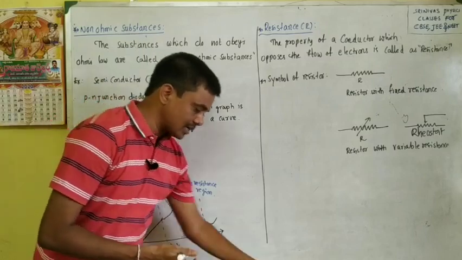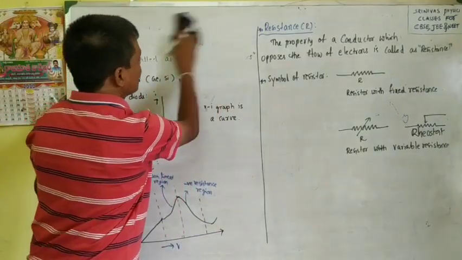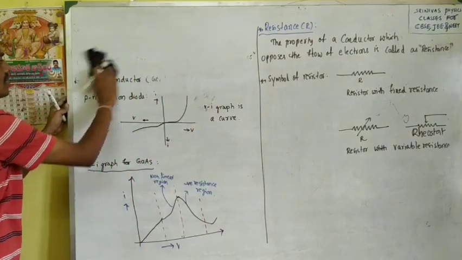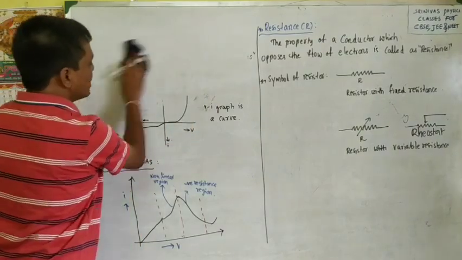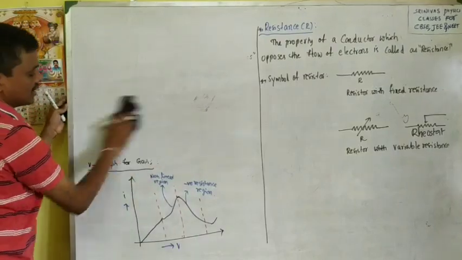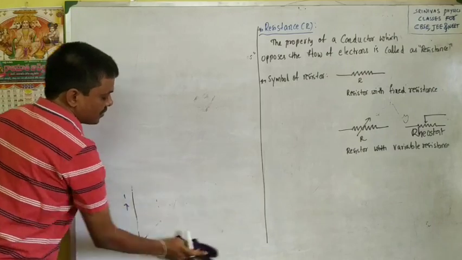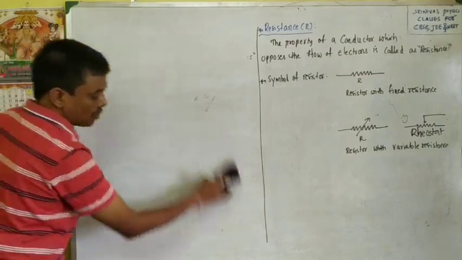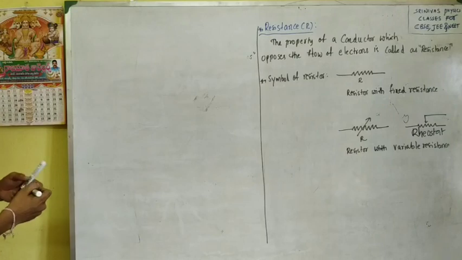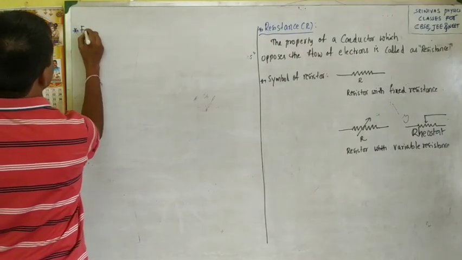And on what factors does this resistance depend? This is a 10th class syllabus, but it is also there in the 12th class, and it is useful for further topics. After completing the resistance topic, I will close today's lecture. Now let us see on what factors resistance depends. Factors on which resistance depends.